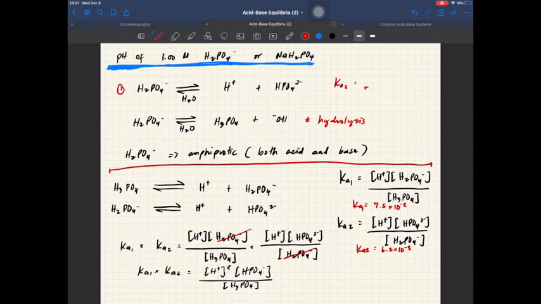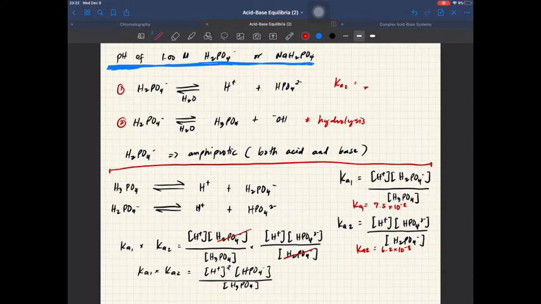But also take note that dihydrogen phosphate is an ion that can undergo hydrolysis. So dihydrogen phosphate in equation number 2 reacts with water to form phosphoric acid and hydroxide ion. So therefore it can be both an acid and a base. Because of this, dihydrogen phosphate is what we call an amphiprotic species. When we say amphiprotic, it is both an acid and a base.